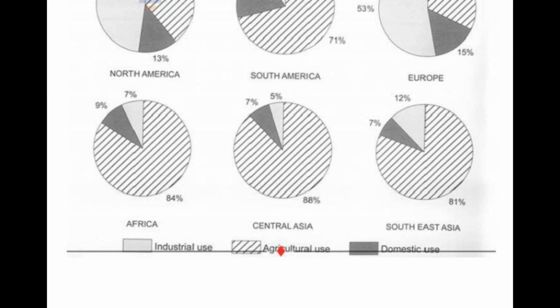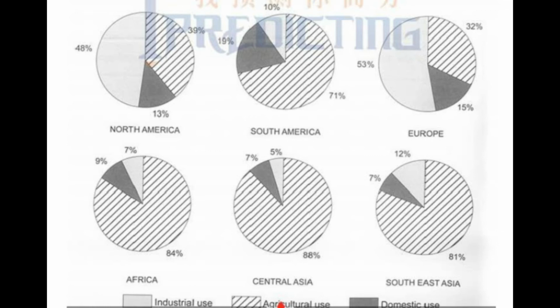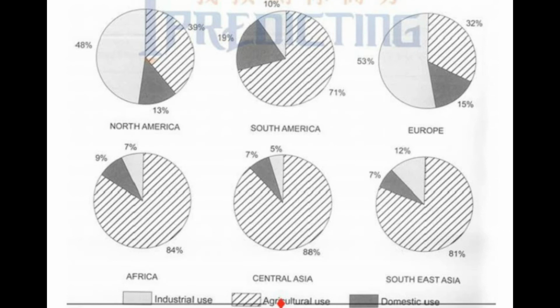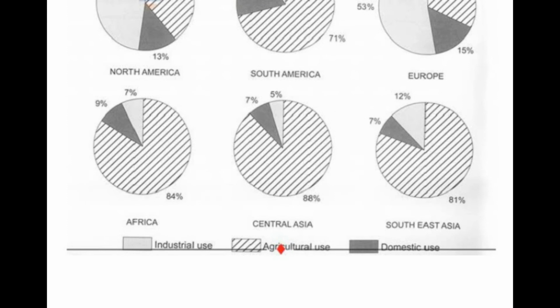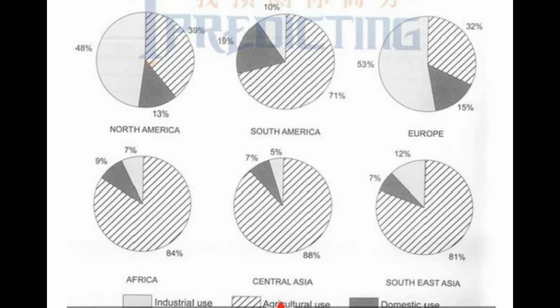So you can see we are given 6 pie charts that show water consumption in percentages in 6 different areas of the world, right? And also you can note the water consumption is measured for 3 different areas, okay. The light gray area shows water consumption for industrial use, and the dark gray area shows water consumption for domestic use, whereas the one with slanted lines displays the water consumption for agricultural use, right? All are measured in percentages, as you can see.